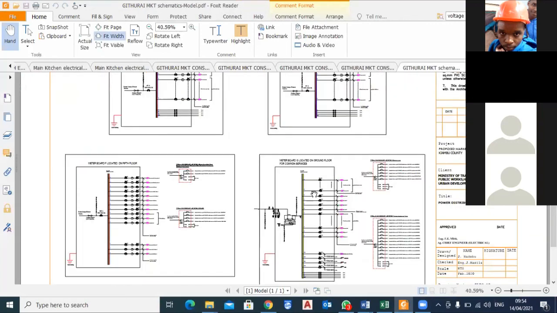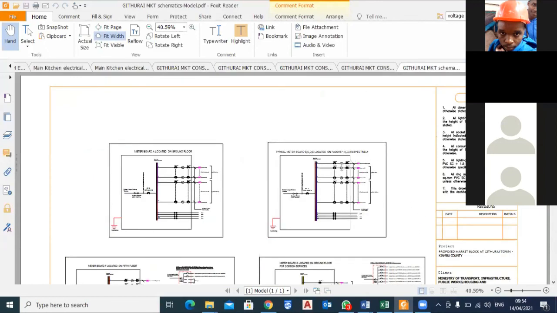Are you able to see the document? PDF? Yes, we can see.